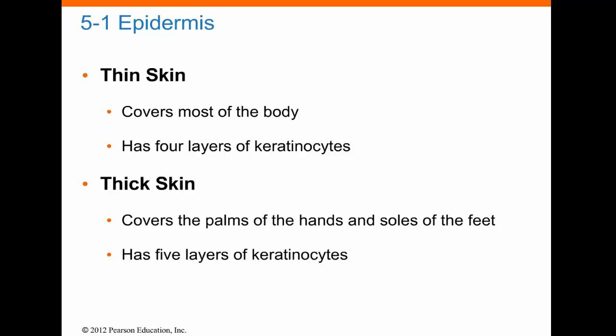There are 2 types of skin. The thin skin covers most of the body, and it has 4 layers of keratinocytes. Then you have the thick skin, which is on the hands and the soles of the feet, and that has 5 layers of keratinocytes.